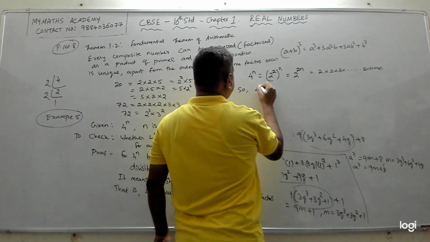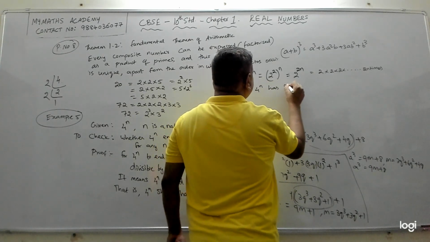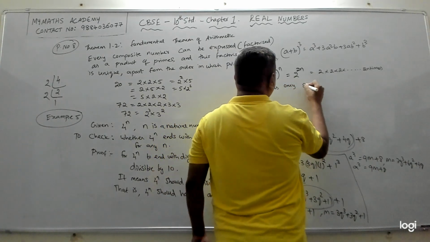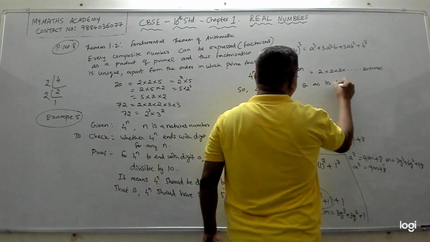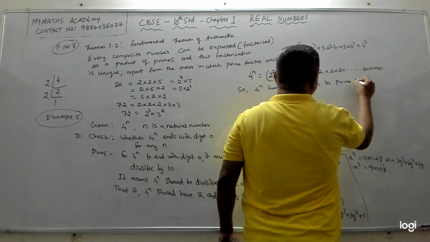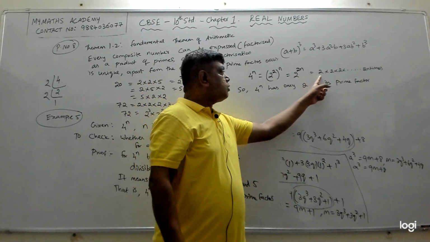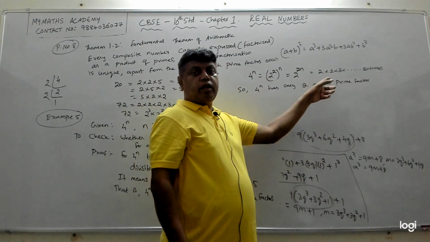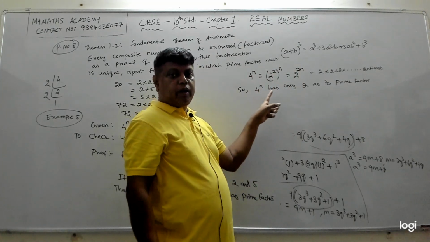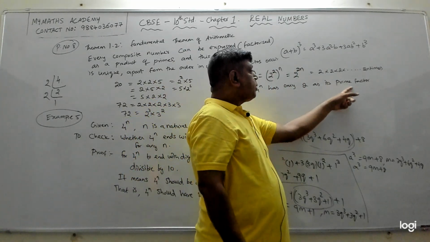So 4 power n has only 2 as its prime factor. It has only 2 here. It does not have any other number, 5 or anything. 4 power n has only 2 as its prime factor.